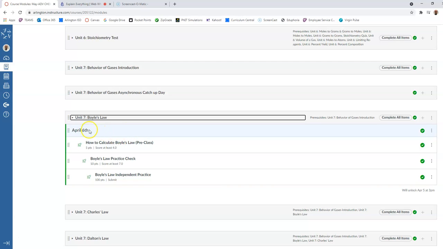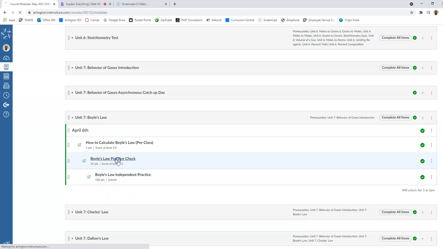We'll go down here. This is April 6th, Boyle's law. You'll see the introductory video that tells you how to do it. I walk you through step by step in that video. Then there's a practice check, and then of course the independent practice that follows the practice check. Let's go into the practice check and look at an example.